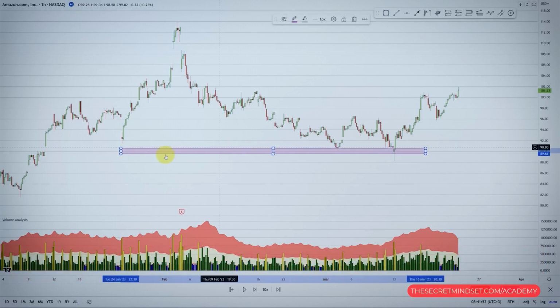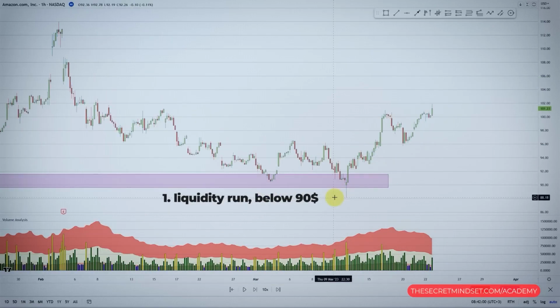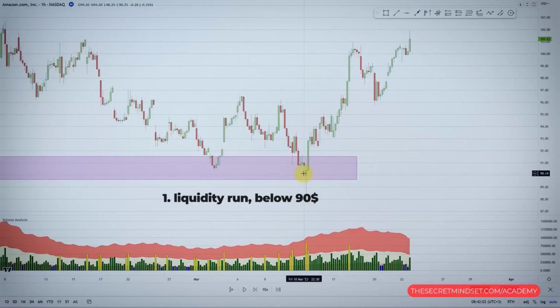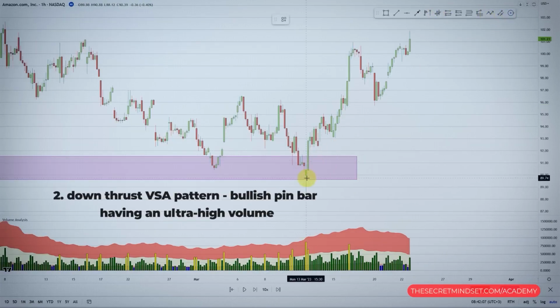Here's Amazon, with the main psychological levels added. Have a look at this liquidity run just below the price of $90, and look at the candle which broke below the level. It's a down thrust VSA pattern. A bullish pin bar having an ultra-high volume. In fact, it's the highest volume in recent period.